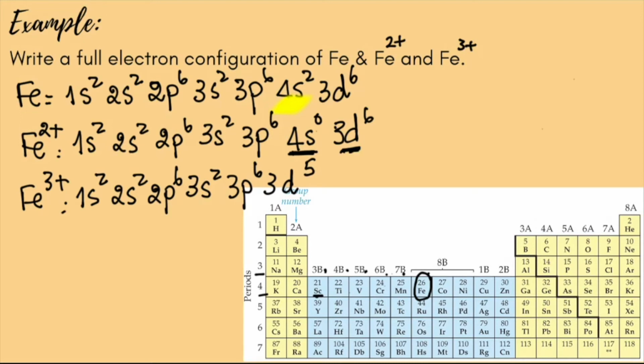In this case, I removed one electron from the Fe2+, since I already did the Fe2+. But if you did not have iron 2+, you can just remove from the iron. Like I said, we remove 2 from the 4s, and then we remove 1 more from the 3d. So we're going to get 3d5.